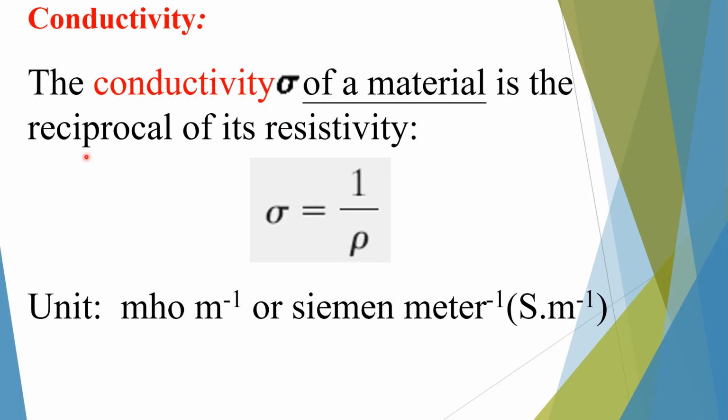Conductivity. The conductivity represented by sigma of a material is the reciprocal of its resistivity. Mathematically, conductivity sigma is equals to 1 upon rho resistivity. This shows that with increase in resistivity, conductivity decreases, and with decrease in resistivity, conductivity increases. Unit of conductivity is mho per meter or Siemens per meter.